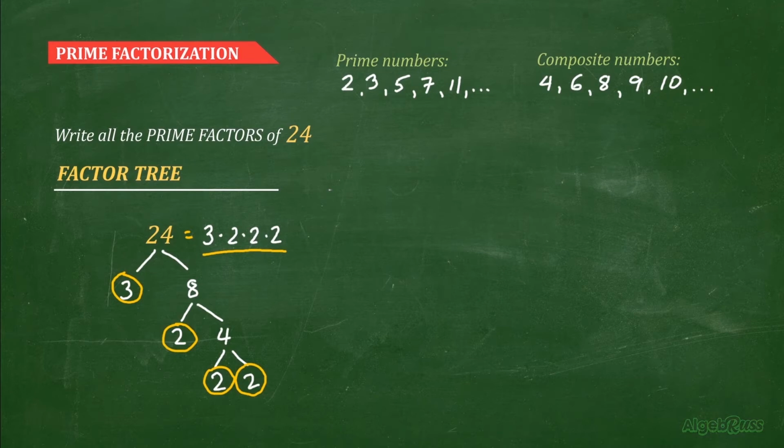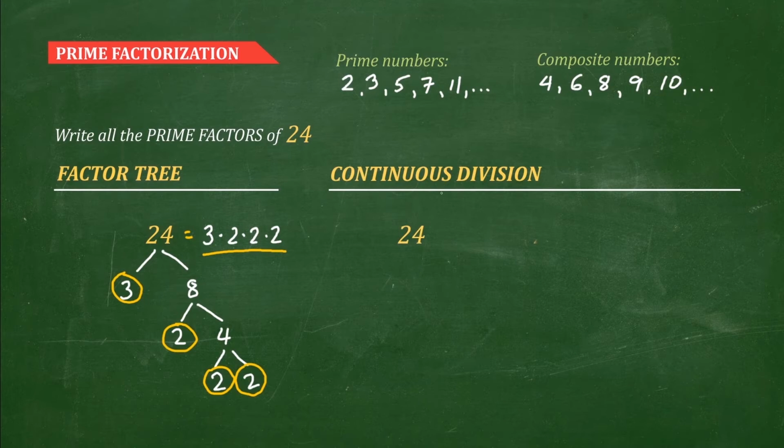Another method is called continuous division. Let's do this by drawing two columns, like so, and putting 24 here. Let's think of a prime number that exactly divides 24. Since we have a list here on top, let me use it as a guide. It's best to start checking the divisibility from the smallest prime, which is 2. We know 24 is divisible by 2, so write 2 here. Dividing 24 by 2, it's 12. Write it here. We check divisibility again.